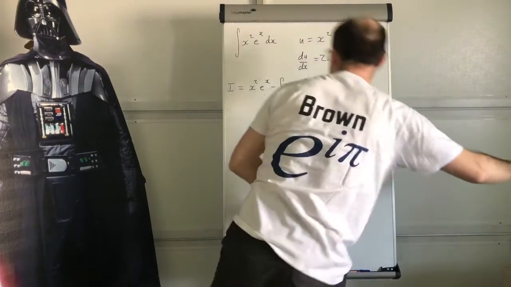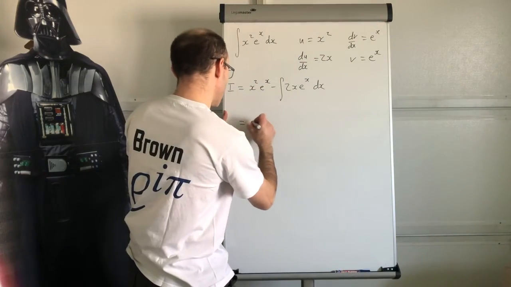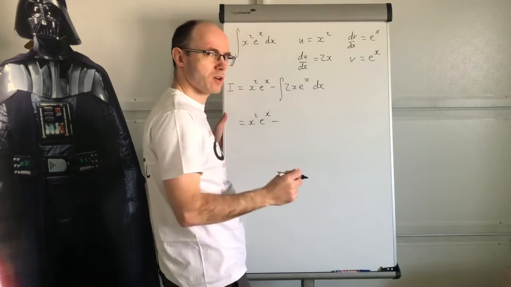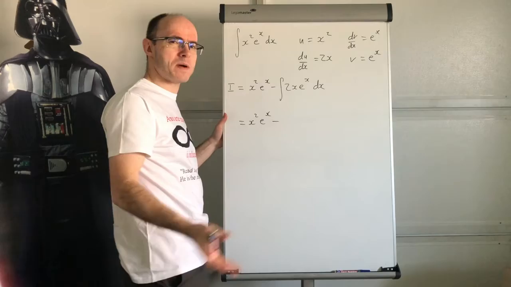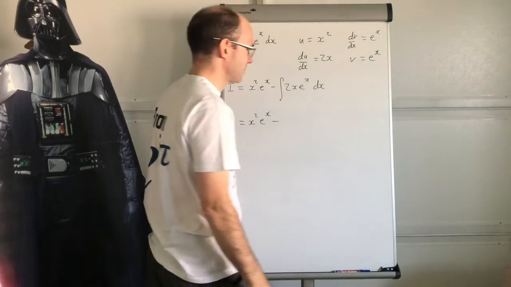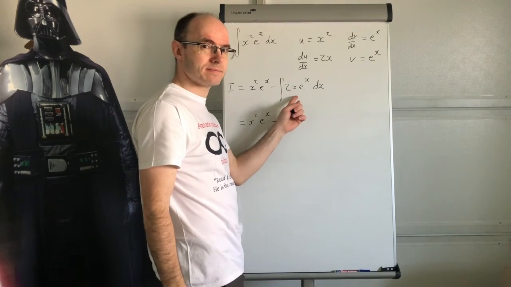Right, let's go. So we've got x squared e to the x, subtract, and we've got to integrate this now. Well, what do we do about that? Pause the video again, try and think about it. Welcome back. Okay, you need to use by parts again.